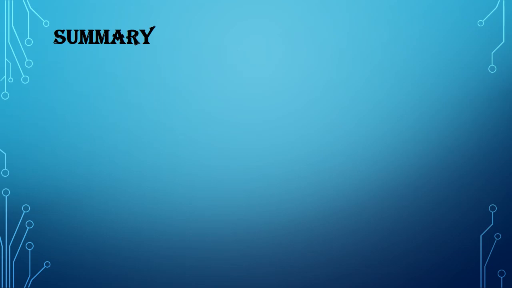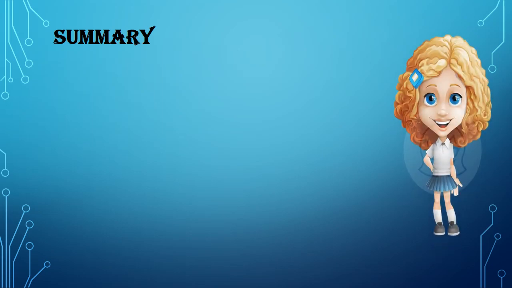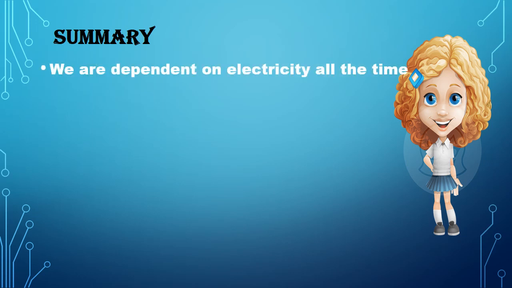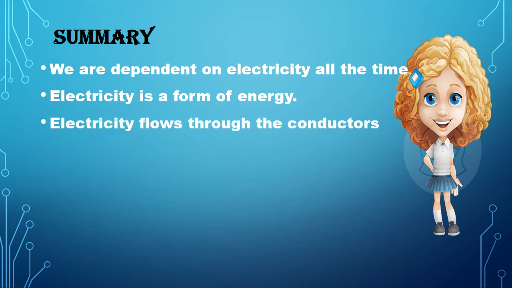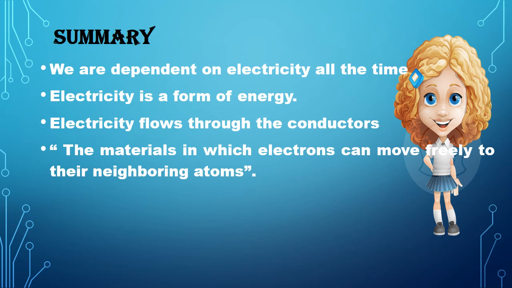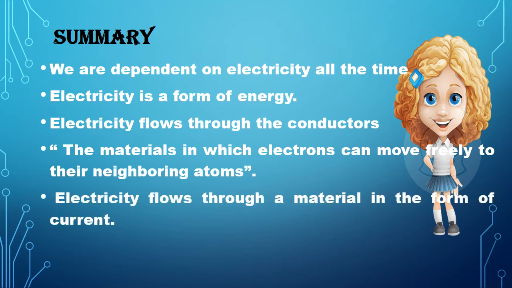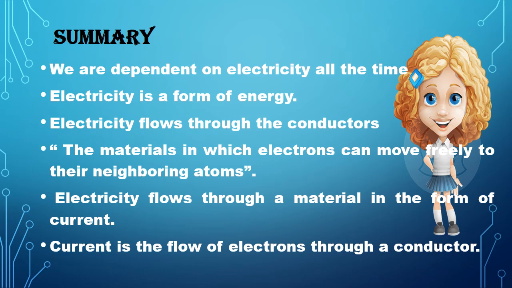Hey Sparkle, this is enough for me to study today. Let's wind up today's lesson. Today I learned we are dependent on electricity all the time. Electricity is a form of energy. Electricity flows through the conductors. Conductors are the materials in which electrons can move freely to their neighboring atoms. Electricity flows through a material in the form of current. Current is the flow of electrons through the conductors.